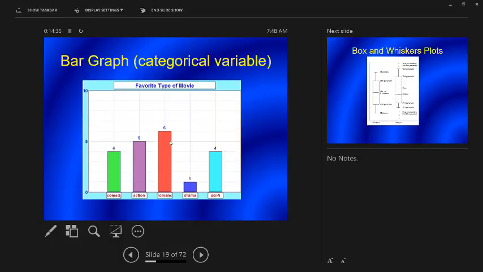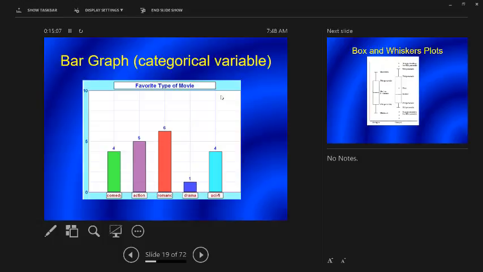And the height is just a frequency for each of the different categories or types of movies in this case. So maybe it would be nice to review, going back to our levels of data measurement. The name of the variable is type of movie, and here you see the different categories. I could ask you, what is the level of data measurement for type of movie? And your choices are, remember, continuous, dichotomous, ordinal, or nominal.